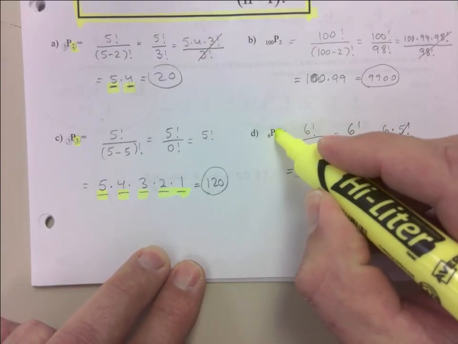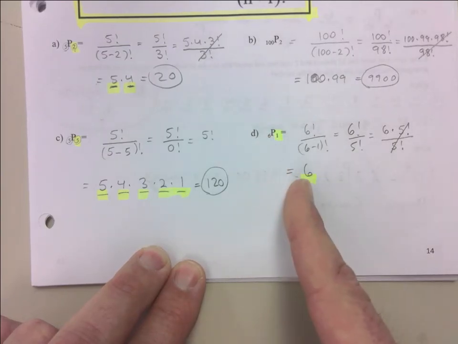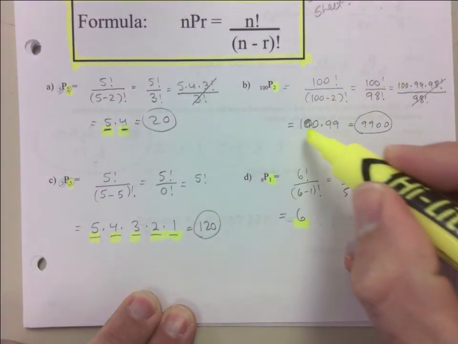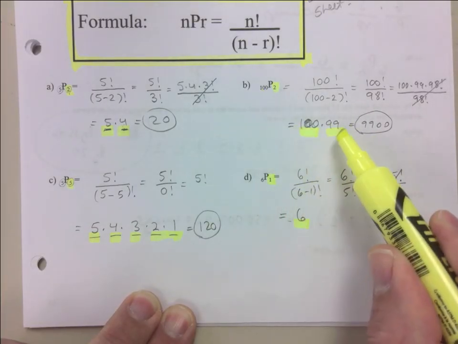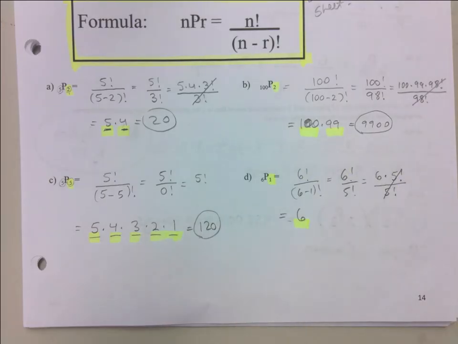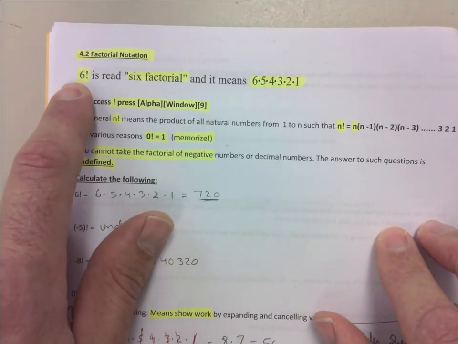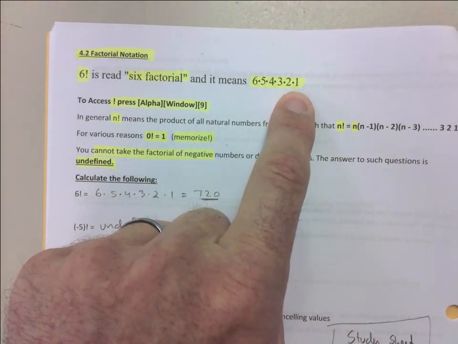So that is a bit of a pattern here. If it's 6 pick 1, well, guess what? You're just filling in 1 slot, so it's just 6. If it's 100 pick 2, you have 2 slots to fill in. You start with 100 and then you go down to 99. So that's a quick pattern there. We also talked about factorials. I need you to know what a factorial is. You start with that number and you keep subtracting from the original until you get down to 1.